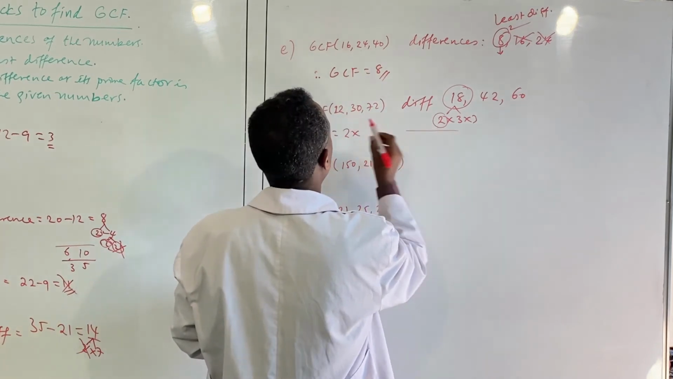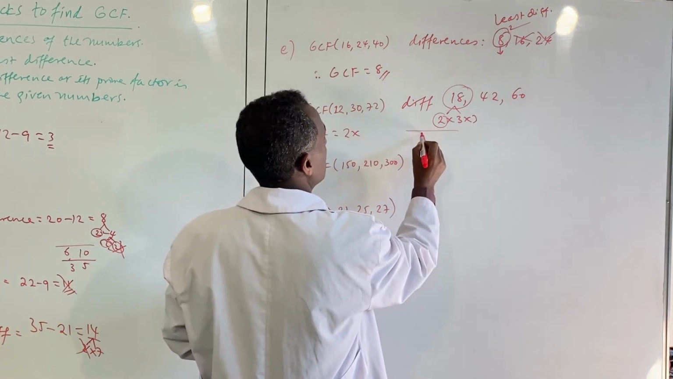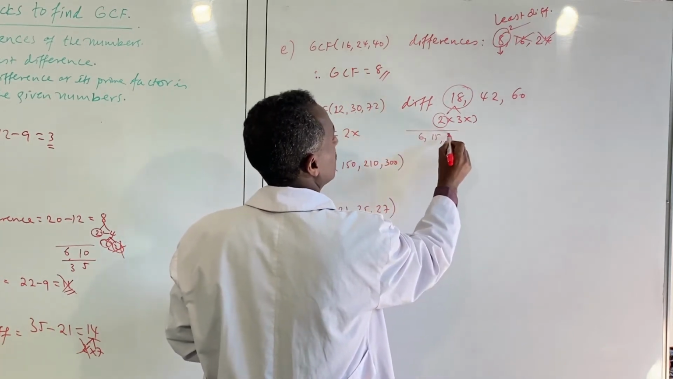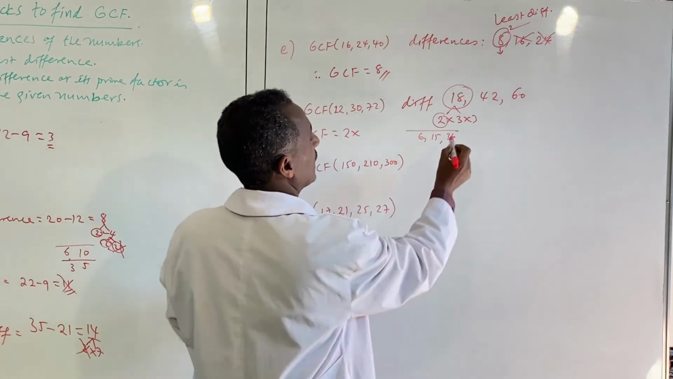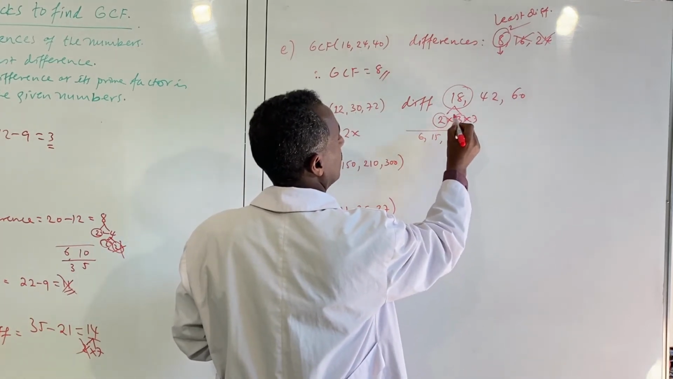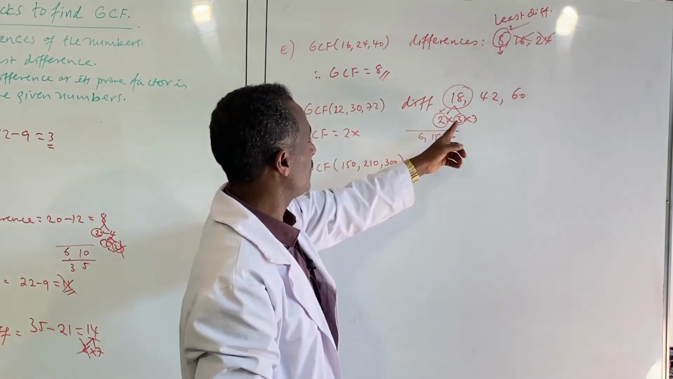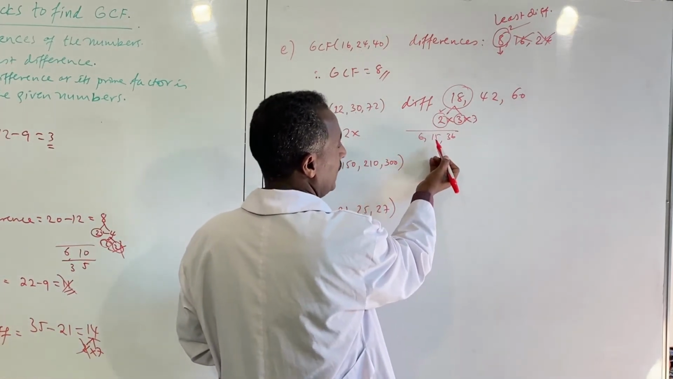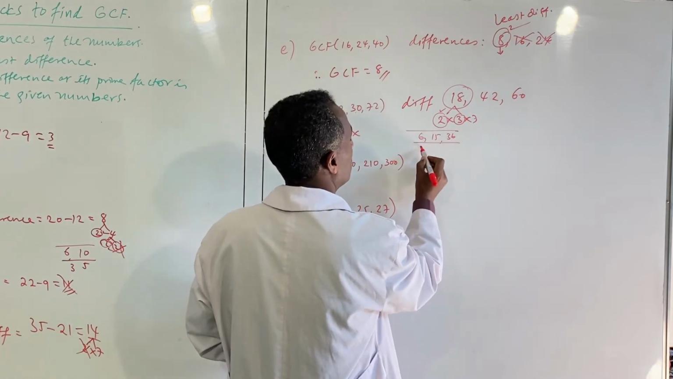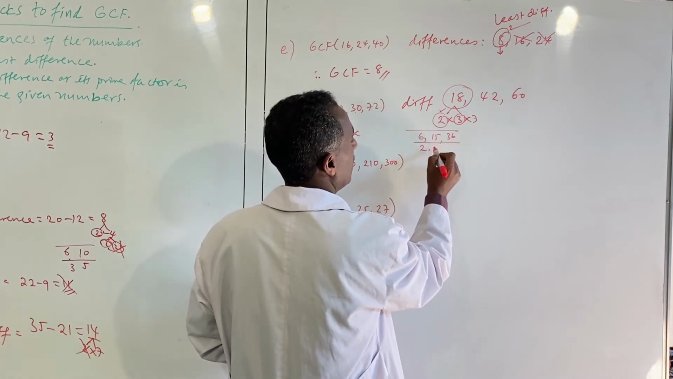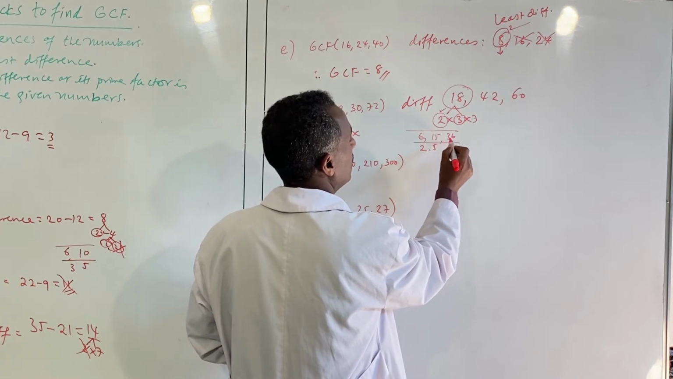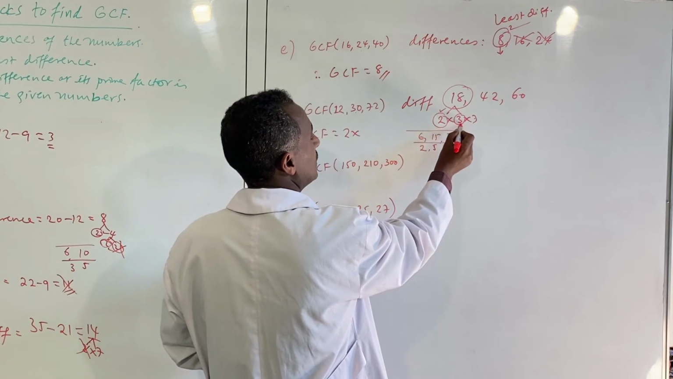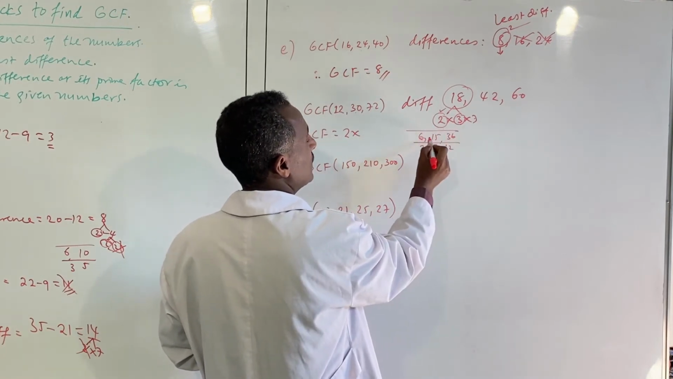12 divided by 2 is 6. Then 30 divided by 2 is 15. Then 72 divided by 2 is 36. Okay? So, let us see the second 3. If it divides this 3, yes. It divides 3, it divides 15, it divides 36. And it becomes what? This one will be 2. This will be 5. This will be 12. Okay? So, this 3 is a factor of all 6, 15, and 36.